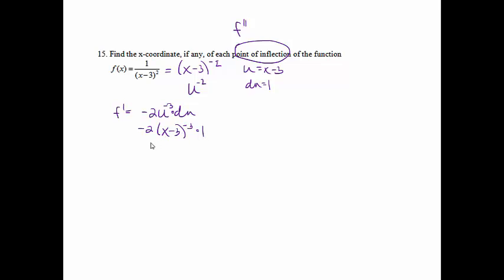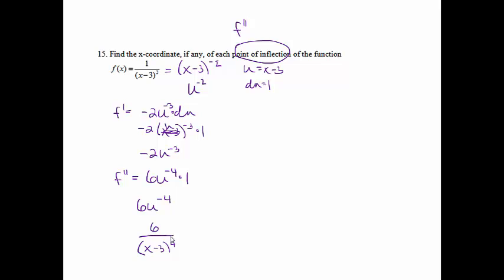And actually, I'm going to rewrite this. I'm just going to put this u back in because we have to do it one more time. So this is going to be 2u to the negative 3. And then if I take the derivative again, we're going to get 6u to the negative 4 times du again, which will be 1. So my derivative is going to be 6u to the negative 4, which is really 6 over x minus 3 to the 4th power.